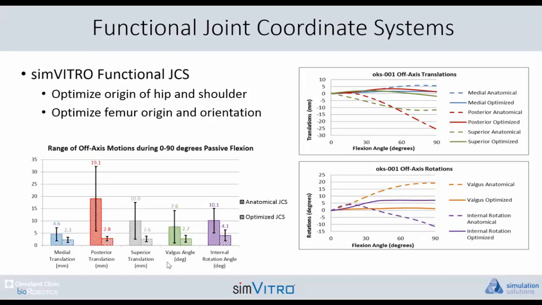We looked at this for, I think it was 7 specimens, and we looked across the different kinematic degrees of freedom for the anatomical definitions versus the optimized. And by optimizing just the femur coordinate system, we're able to greatly reduce the off-axis translations and rotations throughout the passive flexion cycle.